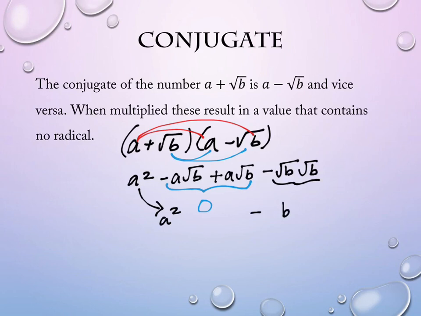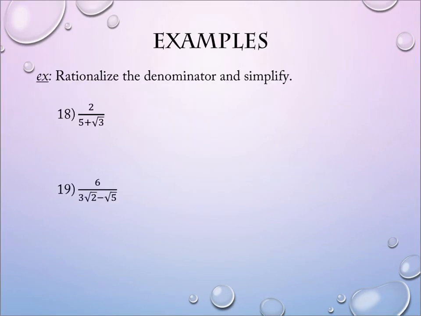And so what I want you to notice is there are no radicals left when I do this. And that always happens with conjugates. The inner term and the outer term that were multiplied, they add to 0. The first term gets squared, the last term gets squared. So let's take a look at how we can use that to rationalize denominators.